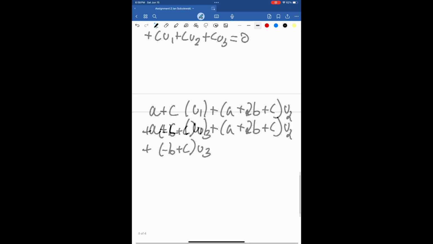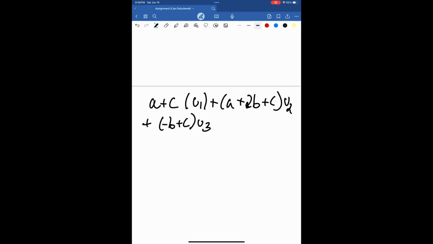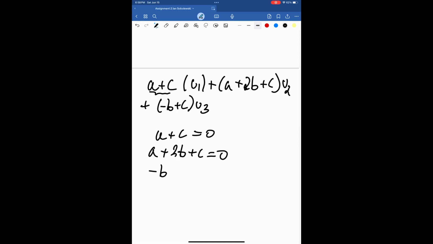Now we want to prove that a plus c equals 0, a plus 2b plus c equals 0, minus b plus c equals 0. We want all these conditions to be fulfilled at the same time, essentially. We want to prove everything is true simultaneously.